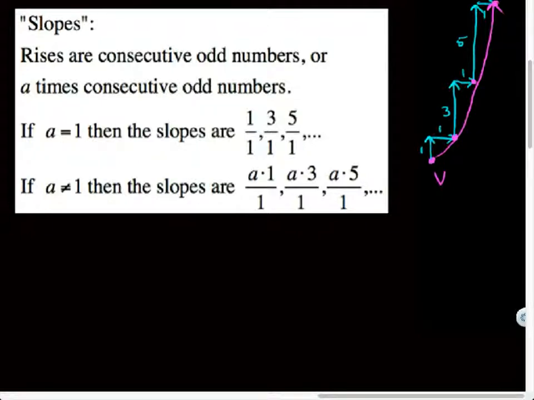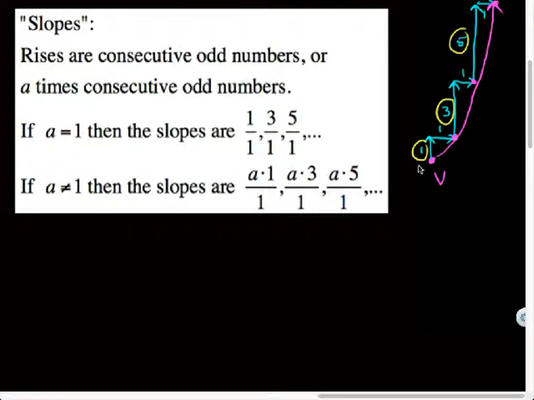The main idea here is that the consecutive odd numbers are the rises of my slopes. So next from that point would have been 7, and then 9, and then 11, and 13. This property has more to do with differences between consecutive perfect squares, which gives me this property. It's kind of cool. And a is the number in front of my x squared term.